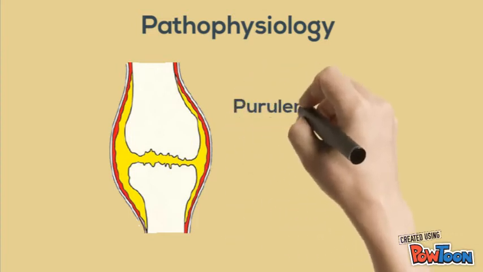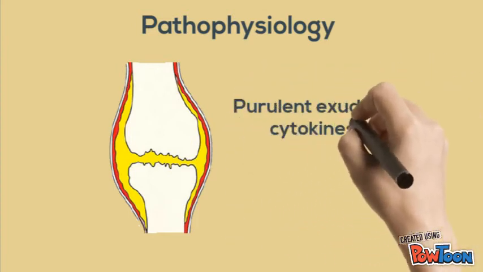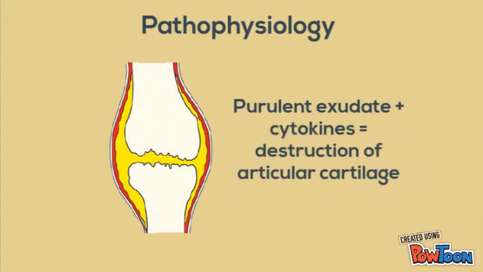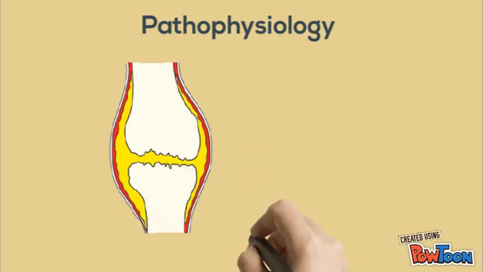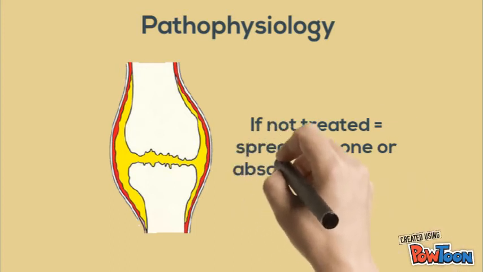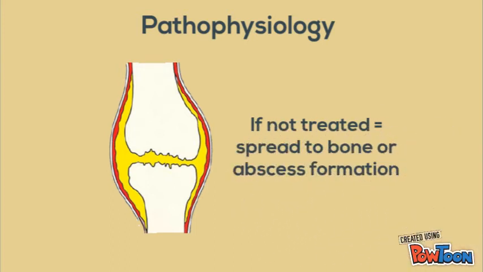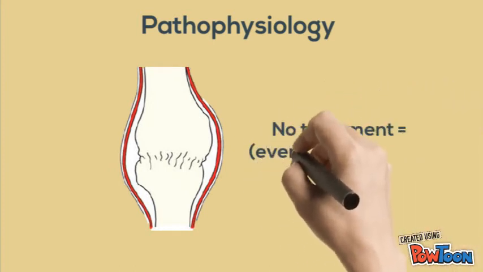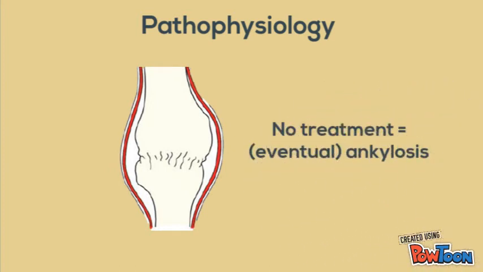The accumulating pus results in destruction and erosion of articular cartilage by bacterial and proteolytic enzymes released by the synovial and inflammatory cells. If the infection goes untreated, there may be spread to underlying bone or burst out of the joint to form abscesses and sinuses. A further complication of no treatment is eventual alkalosis.